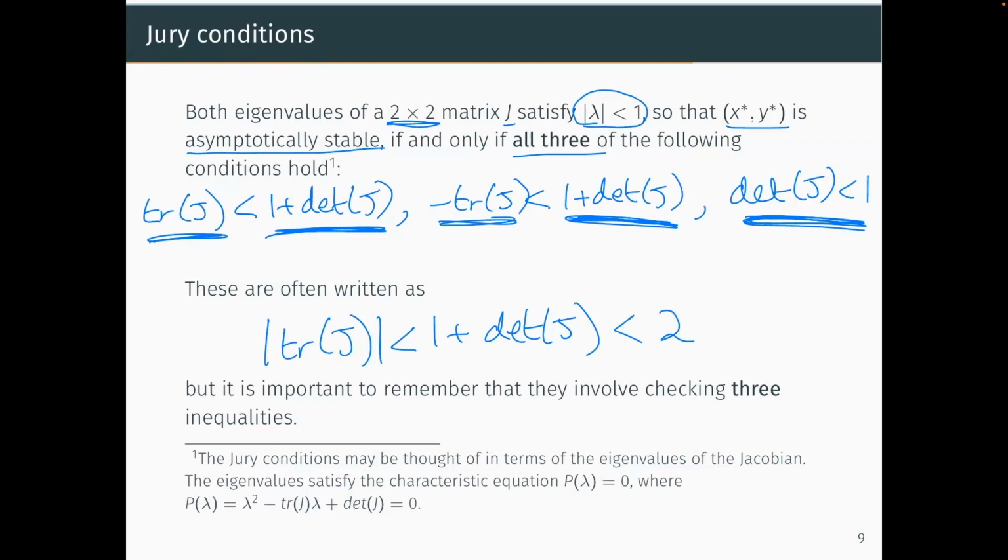So where does this all come from? Well, our Jury conditions are telling us something about the eigenvalues of our Jacobian. Remember, if we want to find the eigenvalues of any matrix, we need to look at our characteristic equation, where we set this equal to 0. If you do this for your Jacobian, it turns out you can write this for any matrix: you have your eigenvalue squared minus the trace times the eigenvalue plus the determinant at the end equal to 0.